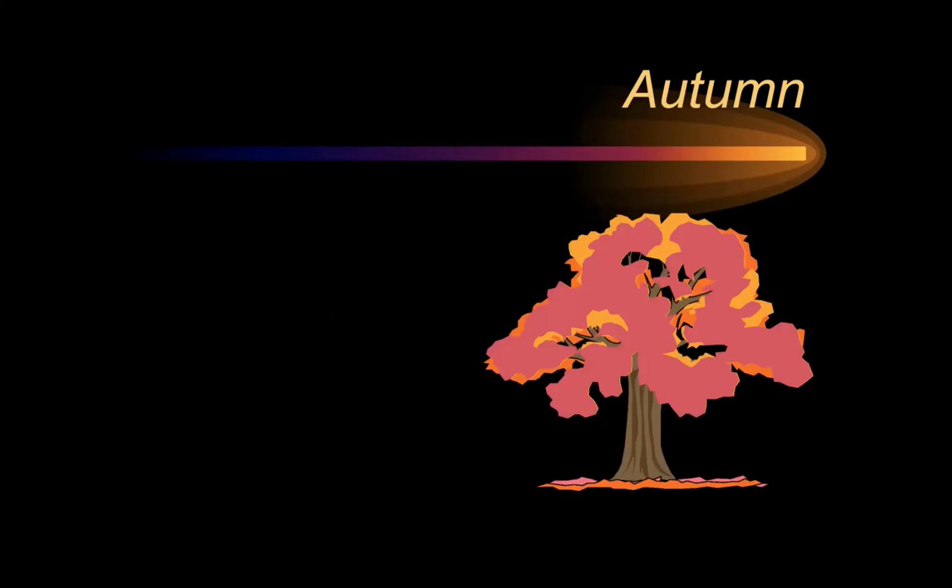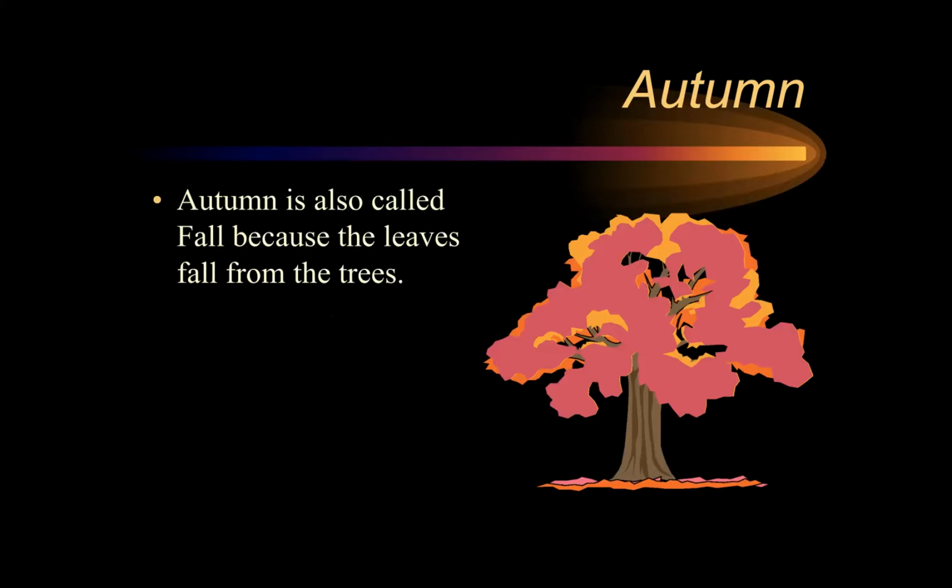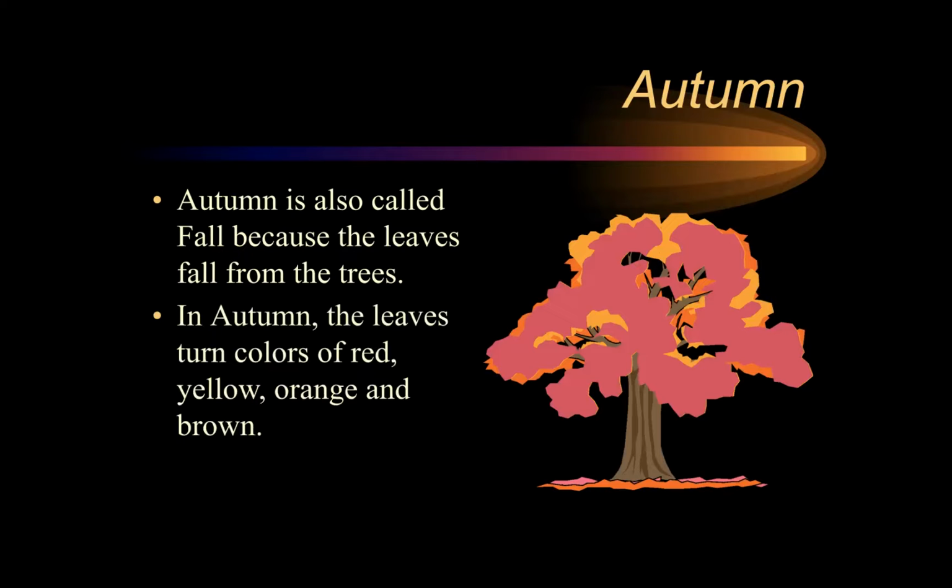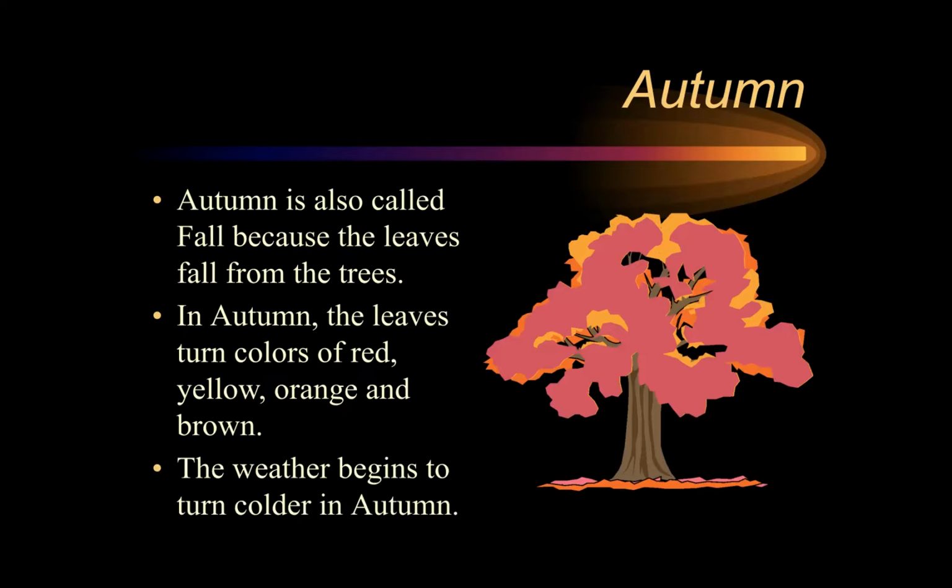Now, autumn is a season that also has another name. Autumn is also called fall because during this season, the leaves begin to fall from the trees. In autumn, the leaves turn colors of red, yellow, orange, and brown. The weather begins to turn colder in autumn. And we kind of look forward to that because if you remember the order of the seasons that I was repeating to you, then you know that summer comes before autumn.